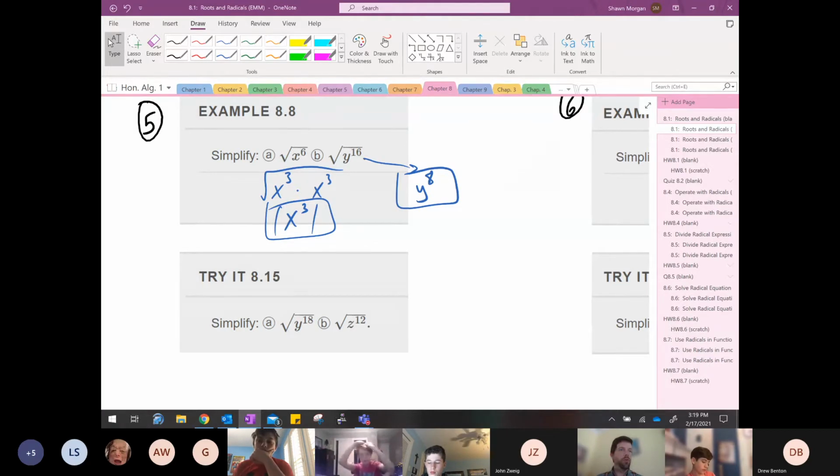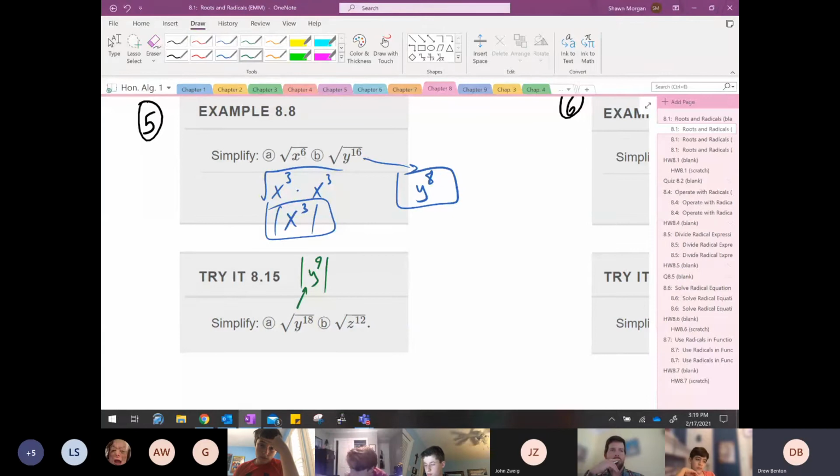Drew, I'll throw it back your way. What'd you do on part A here? Y to the 18th, how'd you split that up? I split it up into 9 and 9, and then split that up into 3 and 3. Oh, that's interesting. Why'd you split it up a couple times? Because I was going to go with you on that. The square root of y to the 18th is y to the 9th inside the absolute value signs. Talk to me a little bit about what made you split it up even further.